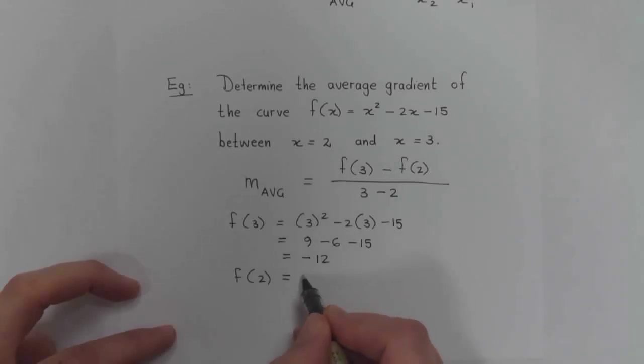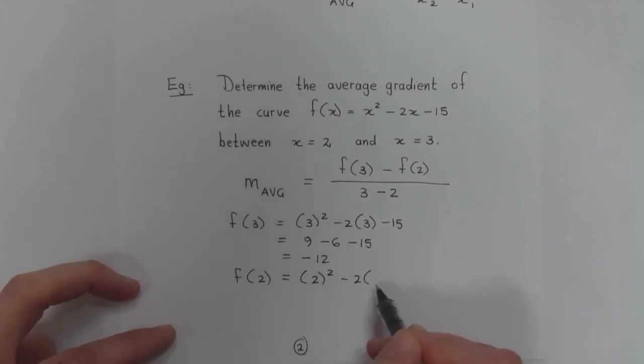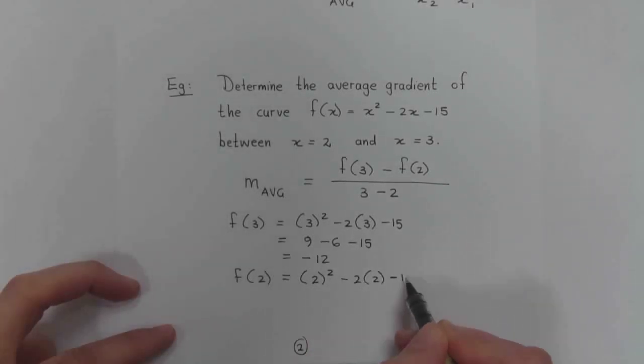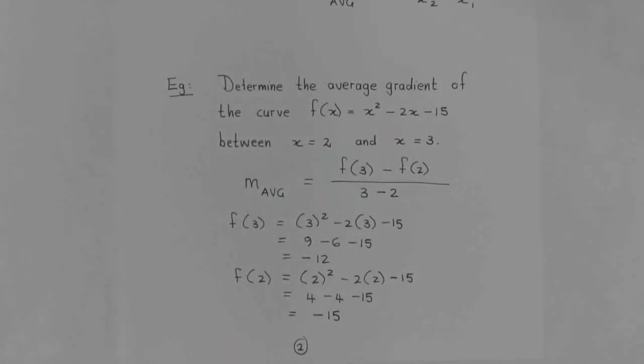So first things first. Well, actually second things second. We're going to go 2 squared minus 2 times 2 minus 15. And then we're going to have 4 minus 4 minus 15. Much easier. That's going to be equal to negative 15. Okay, now I need to just get a clean piece of paper to continue this.